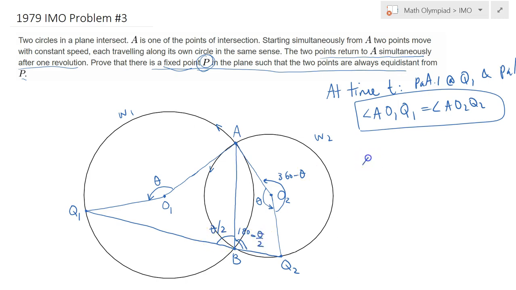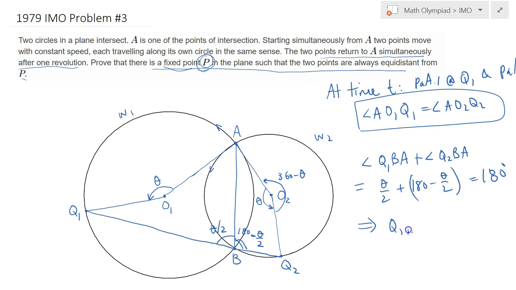Hey, look at that. So angle Q1BA plus angle Q2BA, that's equal to what? Let's write it like this. The first angle is just theta over 2, plus the second one is 180 minus theta over 2. We just established that, 180. These two angles are supplementary angles, and as such this implies that Q1, B, and Q2 are collinear points. Awesome. So we now know that Q1Q2 goes through the point B.